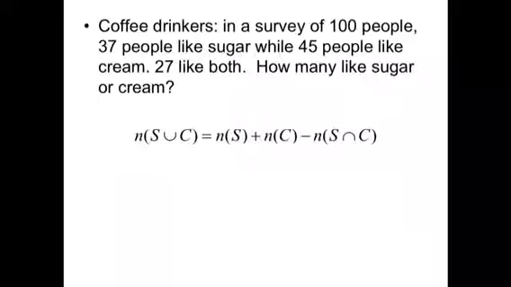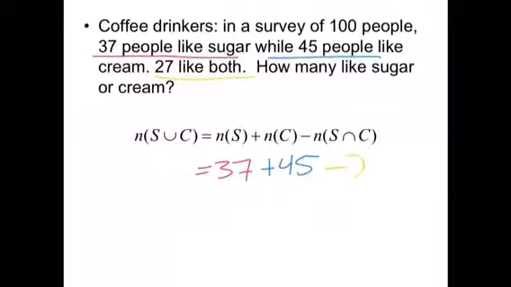So what we want to do is identify our numbers and try to associate which set they go with. So if we look at the first number, we have 37 people like sugar. They just like sugar. That's all we know about them. So that's going to be down here below the number of people who like sugar. The number of people who like cream is 45. And we also know that 27 like both. So you can subtract 27. And once you've done this calculation, you will then get the number of people who like sugar or cream. And so we get the number of people who like sugar or cream is equal to 55.